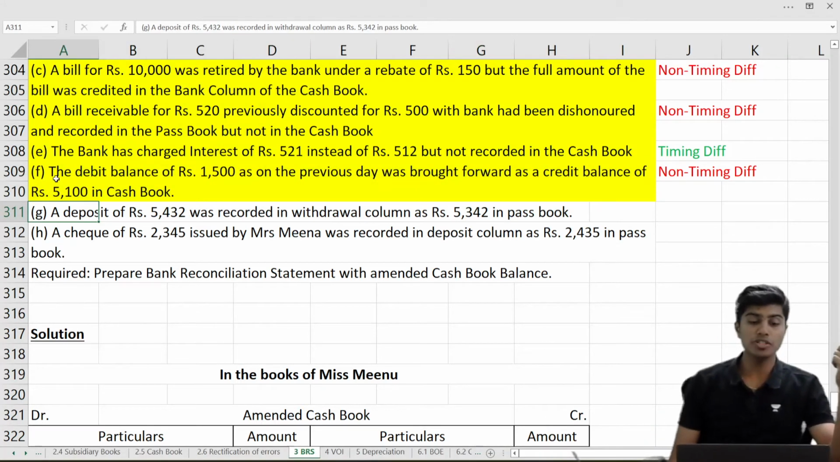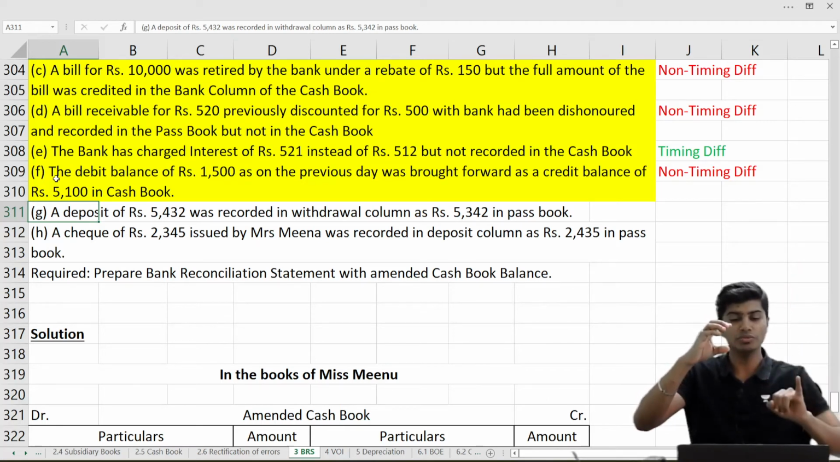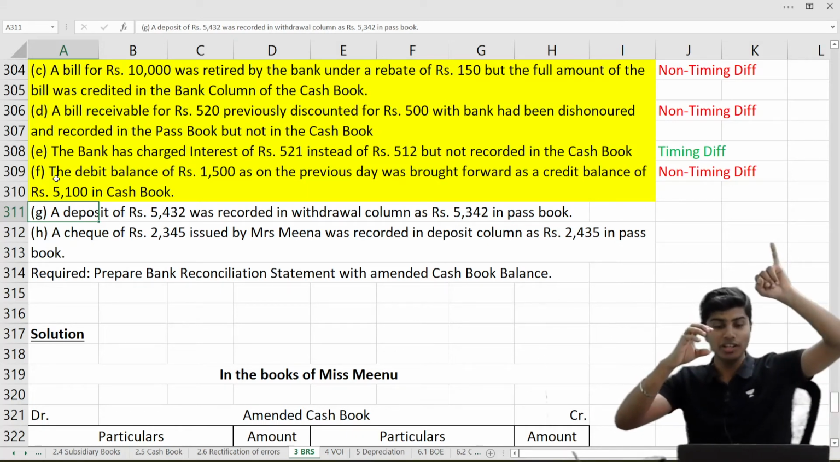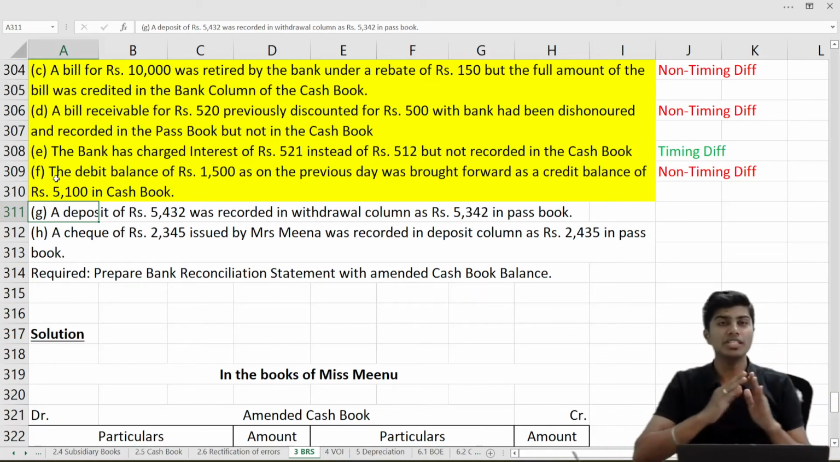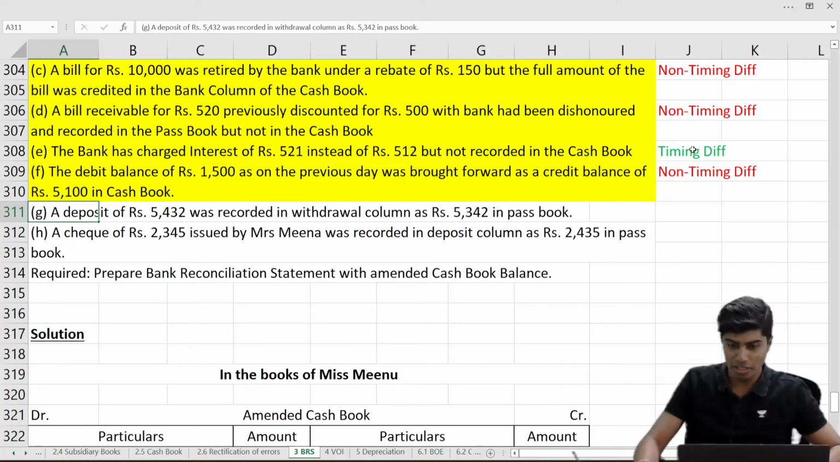G. A deposit of rupees 5432 was recorded in the withdrawal column as 5342. It is a deposit, meaning the passbook balance should have increased by 5432. But instead, what have they written? They've written on the credit side, in the withdrawal column, 5342 in the passbook. So the passbook balance should have gone plus 5432. They have done minus 5342. Where are the changes to be made? It's an error in the passbook, so it needs to be done in the BRS. It's a timing difference.